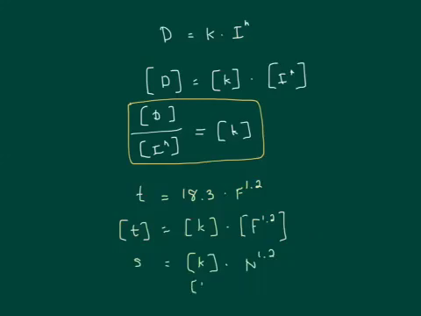So if you divide both sides by newtons to the 1.2, then you get the units of K are seconds times newtons to the negative 1.2. Or if you prefer, you could write seconds divided by newtons to the 1.2. So you could either use negative in the exponent, or you can put the newtons to the 1.2 in the denominator of a fraction. So that's how you find the units of K.